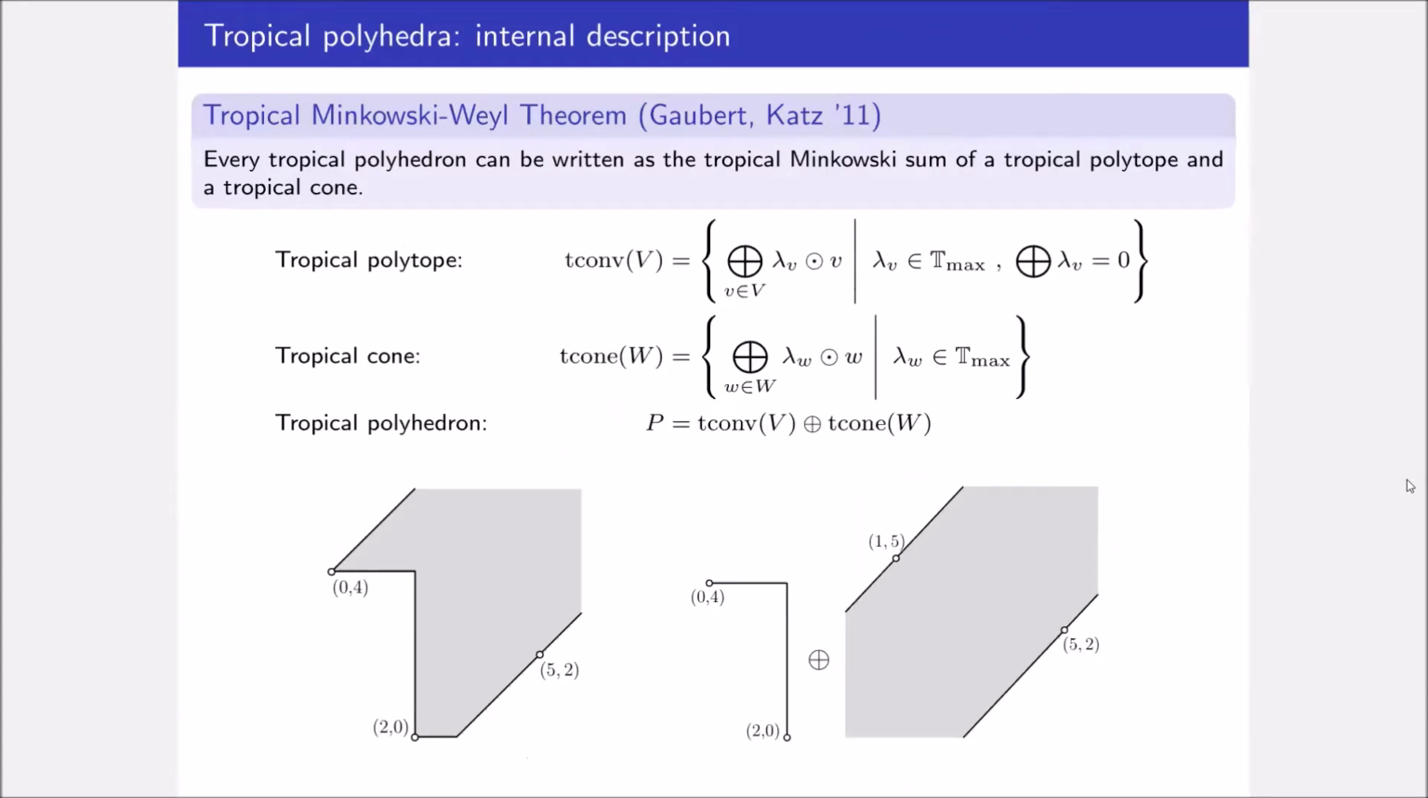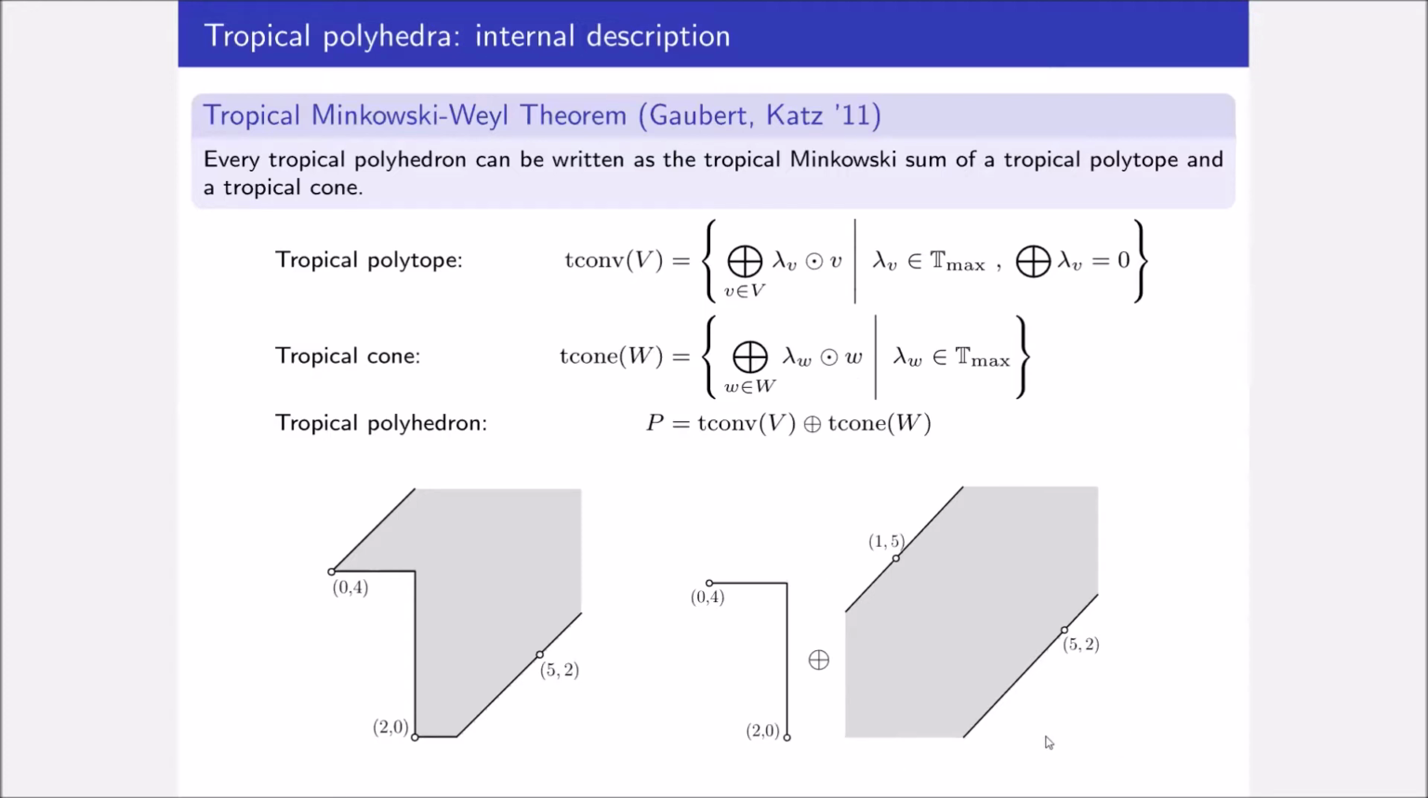Stefan's already defined a tropical cone very helpfully for me, but I'll just go over it once more. A tropical cone, given by some generators W, is just the tropical conic combination of those W's, whose coefficients are anything in the max plus semi-ring. An example of a tropical cone is this picture down here.